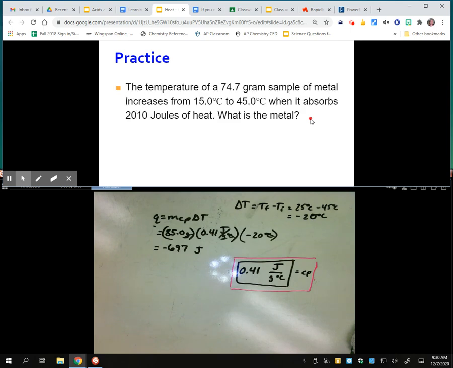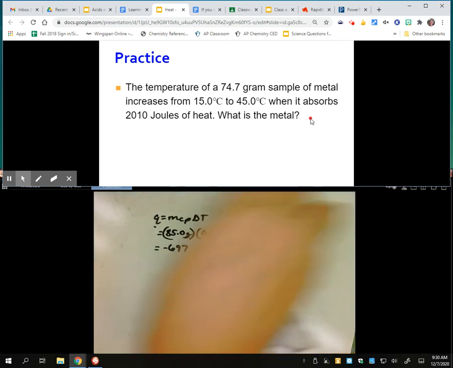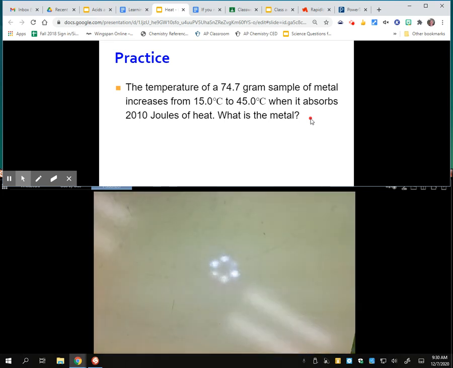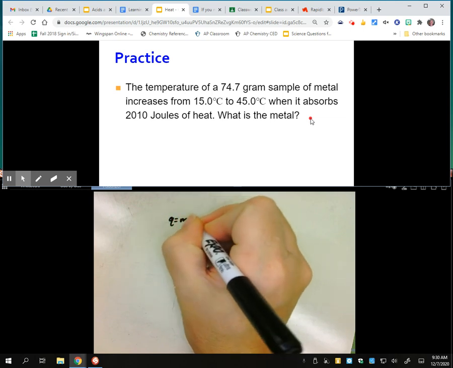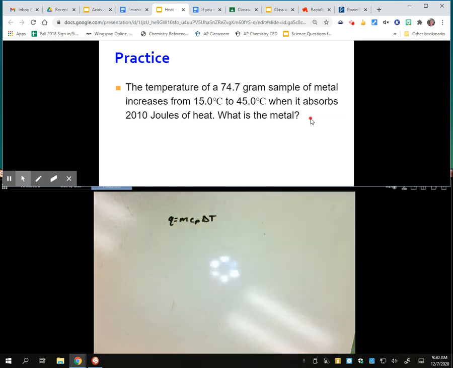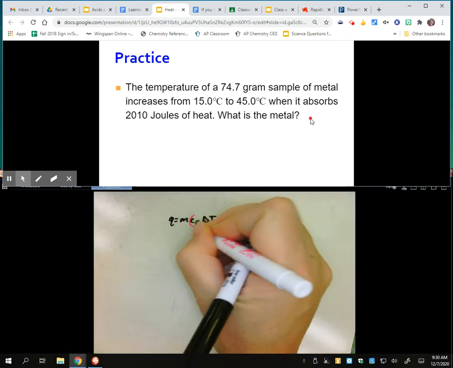Okay, here's another practice problem. And this one is going to be used for identification purposes. So this is very similar to the first problem we worked. We've got the temperature of a 74.7 gram sample of a metal increases from 15 degrees C to 45 degrees C when it absorbs 2010 joules of heat. What is the metal? Well, the only thing we can use in this equation right here to identify what a substance is, is its specific heat.